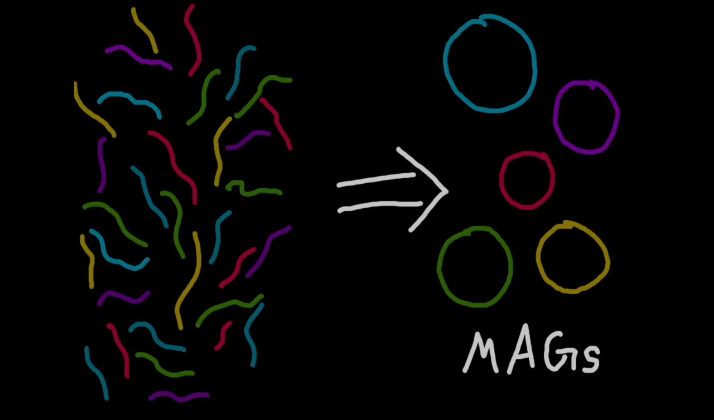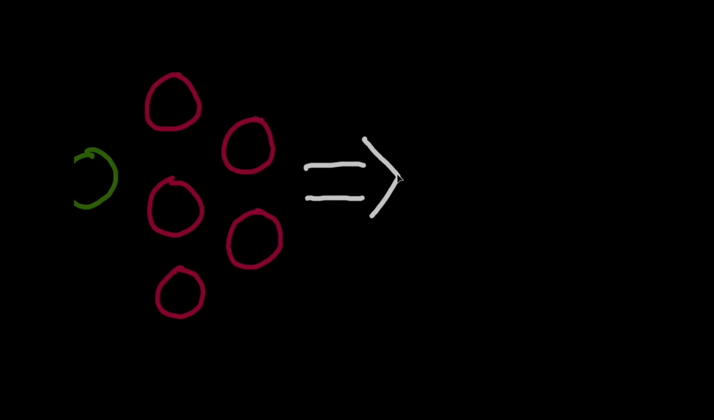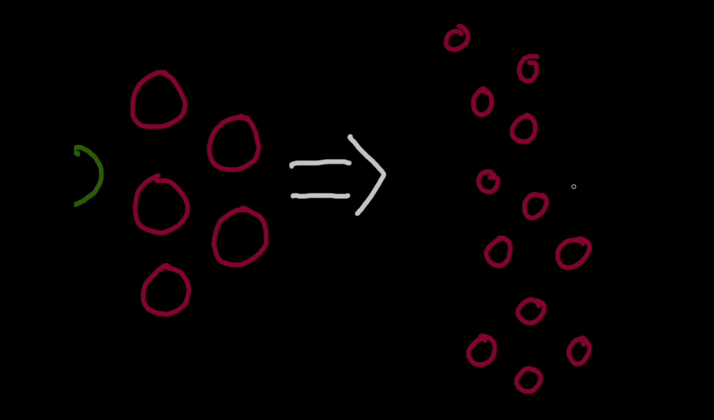MAGs are usually worse quality than genomes that come from pure cultures, but metagenomes can give us more information about the community. For example, if we get 5 genomes from one organism and only 1 genome from another, we can say that the relative abundance of organism 1 to organism 2 is 5 to 1. This is just one of many extra pieces of data that metagenomes can provide.